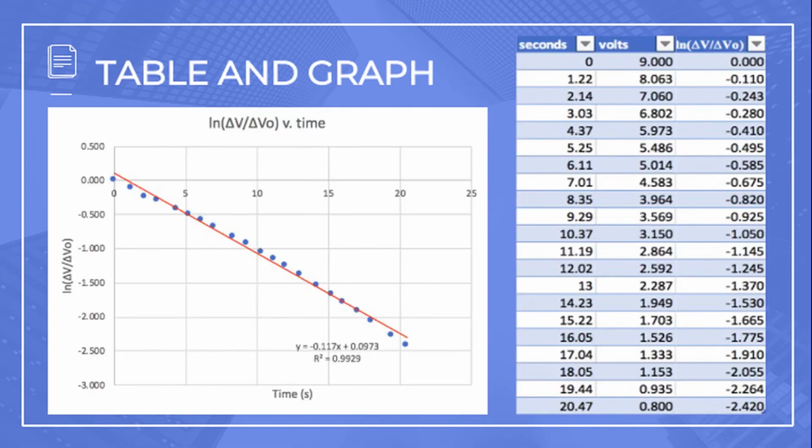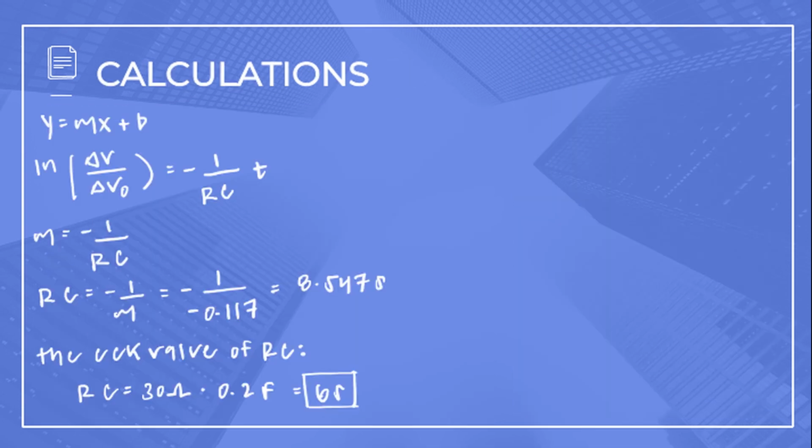In order to find the time dependence for this part of the lab, it was necessary to collect data on time and voltage. To do this, I started and stopped a timer and read the voltages at these times. I then plotted a time versus the natural log of voltage over initial voltage graph. This gave me the trend line of y equals negative 0.117x plus 0.0973. So then I was able to use the trend line that I found in the last slide to calculate the RC value, and I calculated that to be 6 seconds.